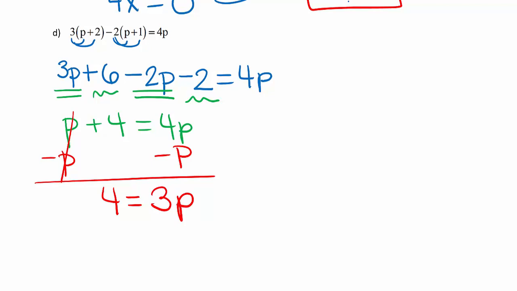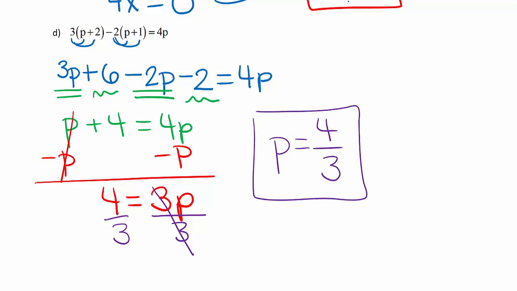And then to finish, I want to get rid of that 3. It's being multiplied, so I have to divide both sides by 3. And 3 doesn't go into 4. That's okay. You can just leave your answer as a fraction in this case. p equals 4/3 would be my final answer.